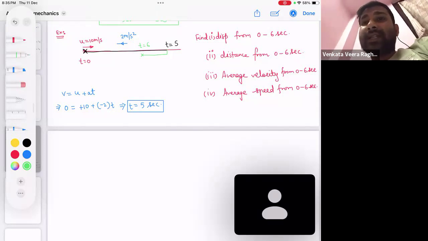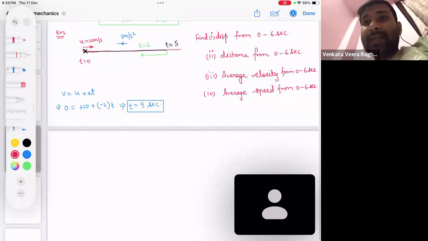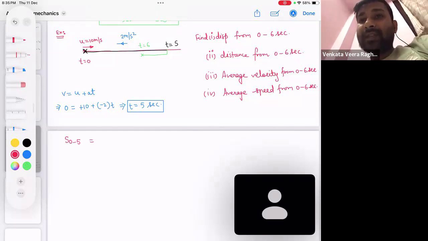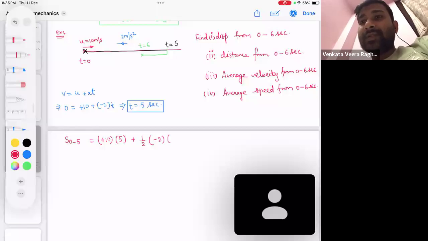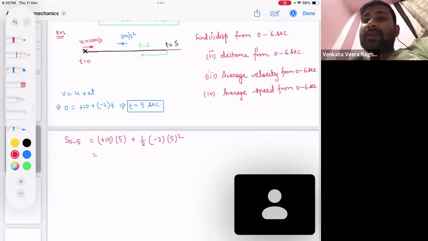Right? Actually, let's calculate it. Can I calculate it for 0 to 5 second? What is the displacement from 0 to 5 second? So u into t plus half, acceleration is minus 2, t is 5 squared. So it's 50 minus 25. 25 meter we got it.